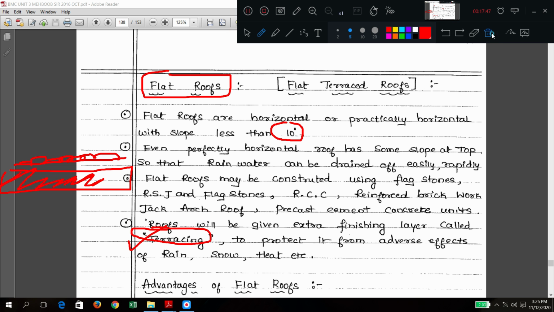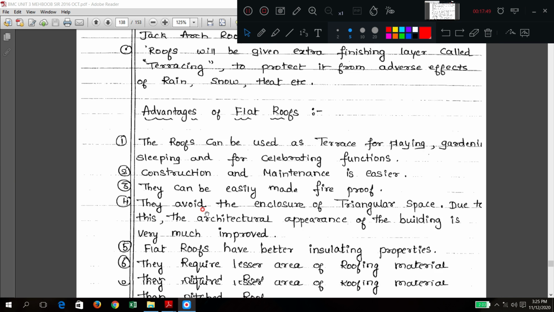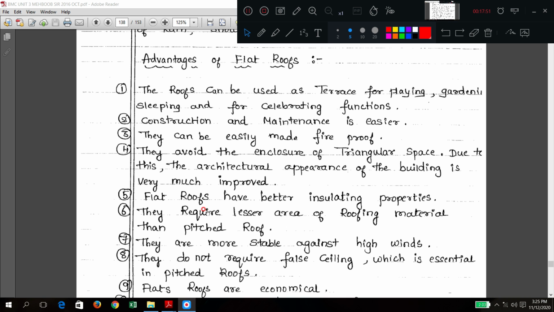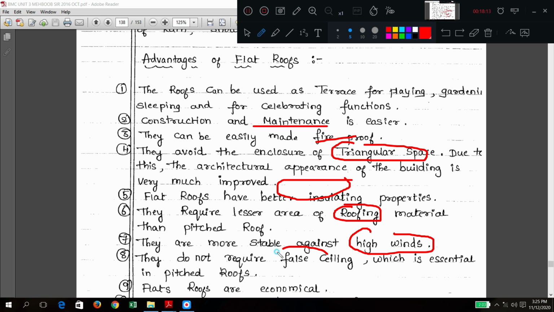So we have seen its advantages. Advantage means what? Can you tell any one advantage? The open space can be used for any functions, any types. So we have seen this common, no? Maintenance is easy, fireproof, no triangular space, better insulation, less material is consumed, strong in winds, no false ceiling, very economical. So all these points we have discussed.